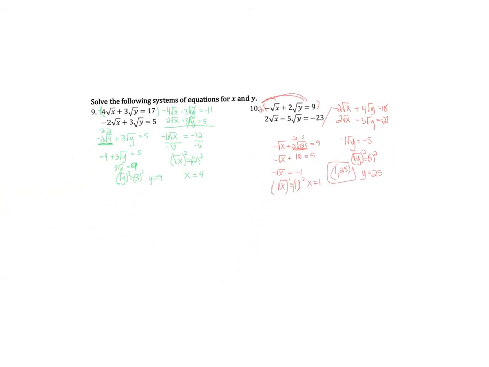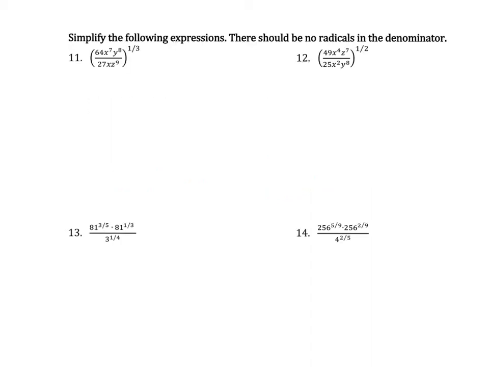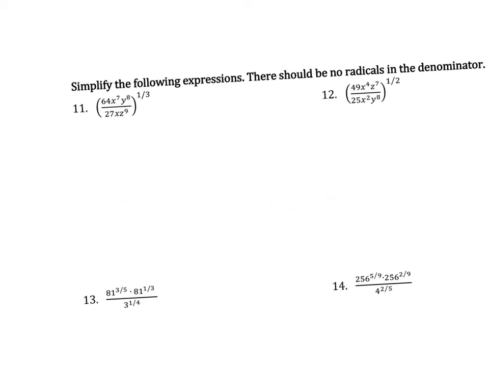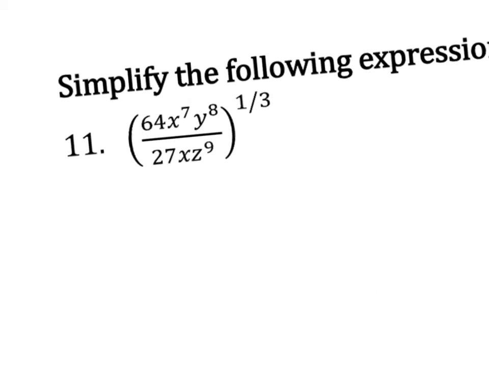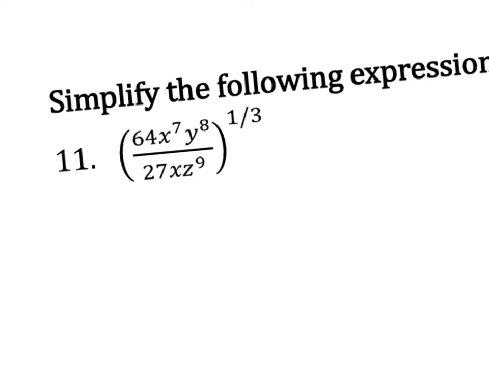All right. So now let's go ahead and look at this last section. All right, so this is going to be similar to our first section in a lot of ways. So you've done this before with properties of exponents. We're going to try to simplify 64 over 27 if we can, and we can't. So we're just going to leave those the same.